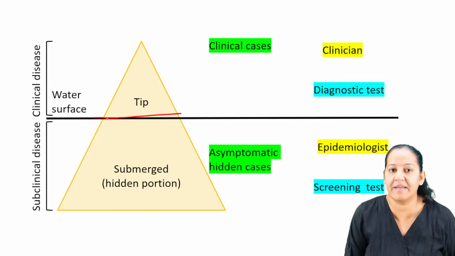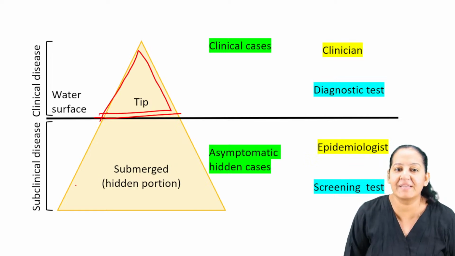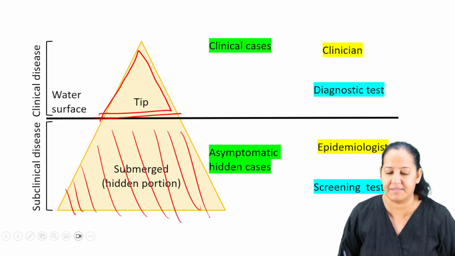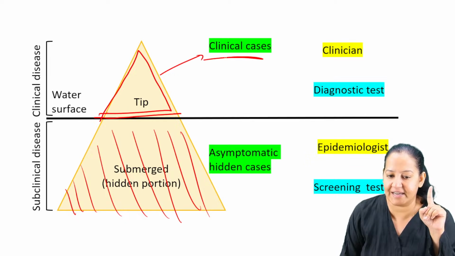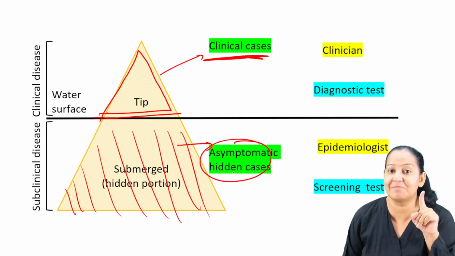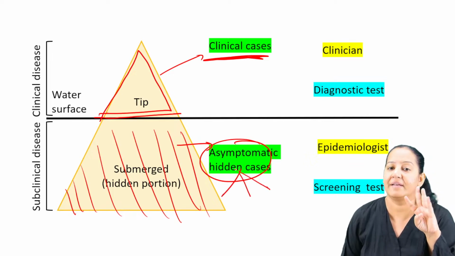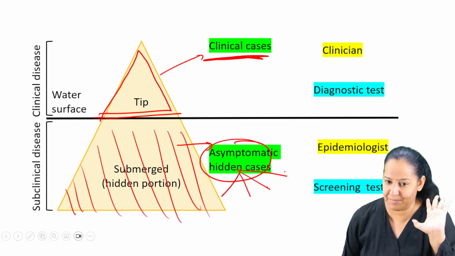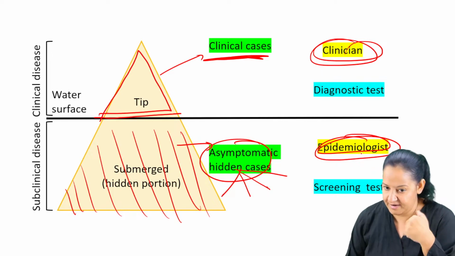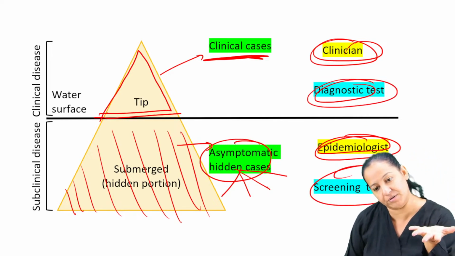Here you can see the tip is very small. Appreciate the small tip and appreciate a big submerged portion. A big submerged chunk is there. So the tip is indicating the clinical cases and the submerged portion is indicating the asymptomatic hidden cases, maybe carrier, dormant cases, latent cases and subclinical cases. They are asymptomatic. The clinician is interested in the tip. The epidemiologist is interested in the hidden portion. The diagnostic test is applied on the tip and the screening test is applied on the hidden portion.